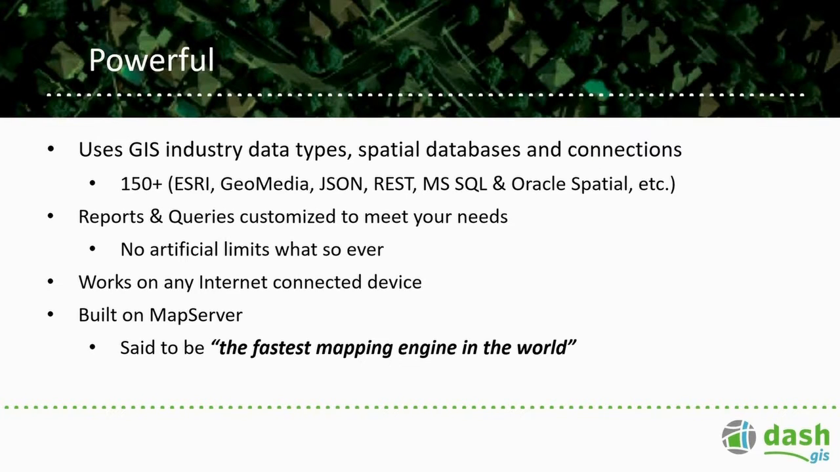Talking about all the different types, DashGIS uses over 150 different data types out there. It can be Esri, GeoMedia, use the JSON or REST protocols, get spatial data from SQL Server from Microsoft or Oracle Spatial, shape files, anything out there, a whole bunch of raster formats, vector formats, 150 plus.